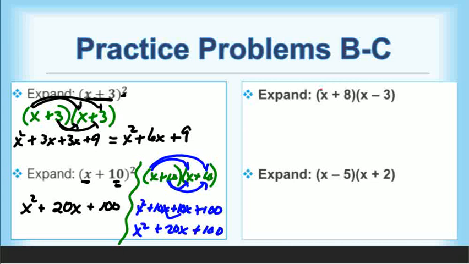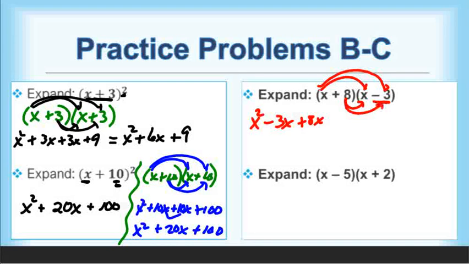Next one, x times x is x squared. X times a negative 3 is a minus 3x, so don't forget about that negative. 8 times x is a positive 8x. And a positive 8 times a negative 3 is a negative 24. And that would give us an answer of x squared. Negative 3 plus 8x is a positive 5x minus 24.